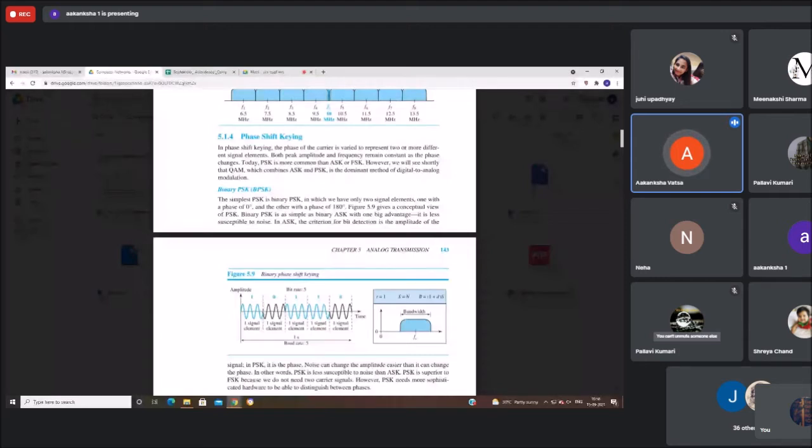As soon as I had to start the 0, normally if I had to send a 1, my phase would have stayed the same, and I would have started my sine wave from positive to negative, positive to negative, positive to negative. But now I need to change the phase, so instead of going up, it is going down. Can you see here in figure 5.9?